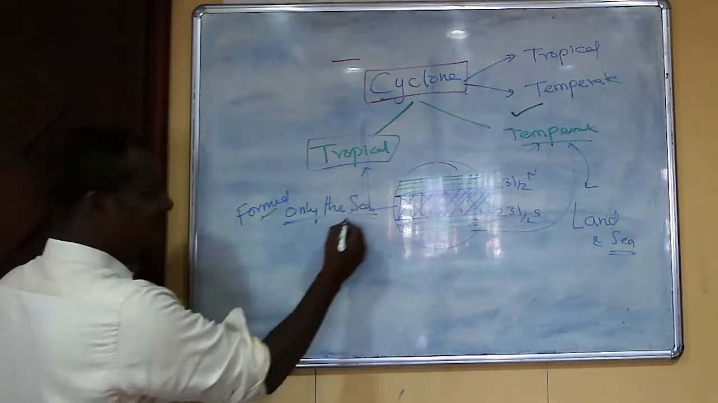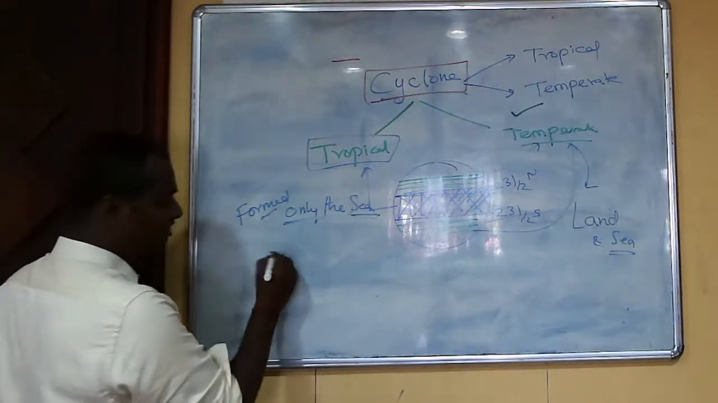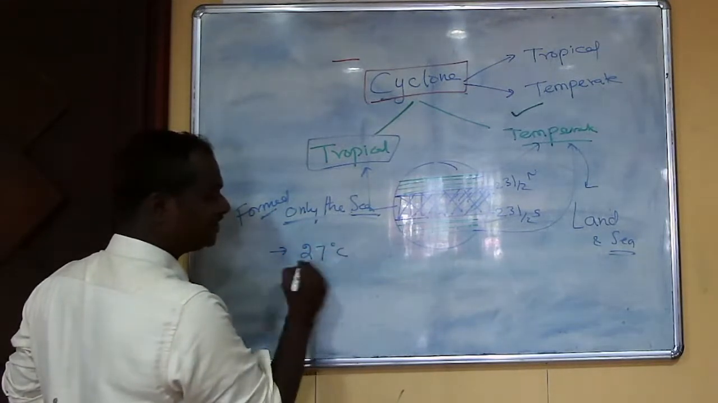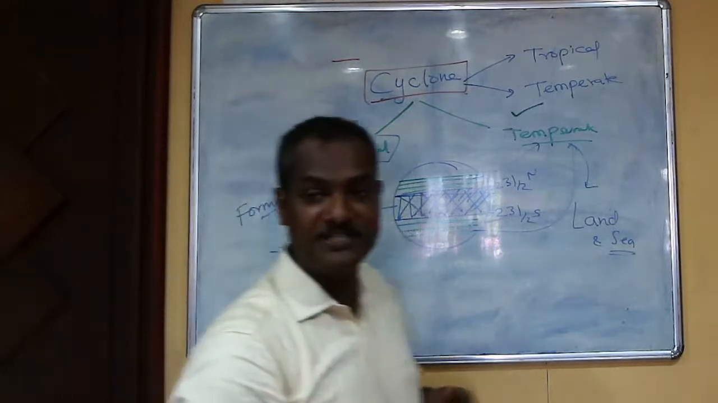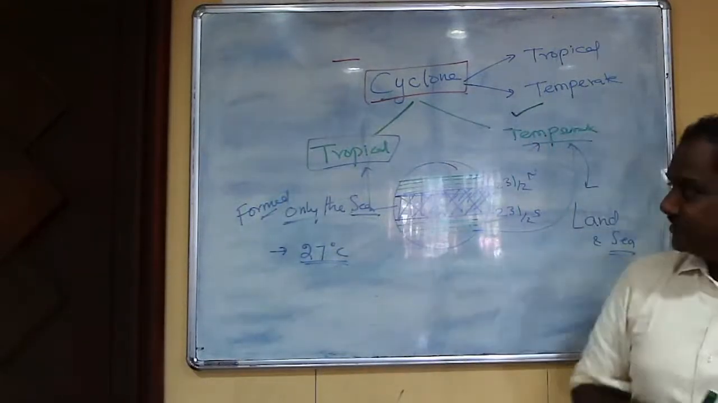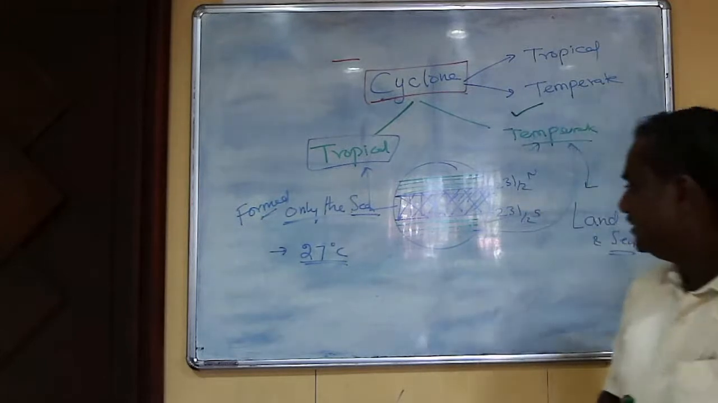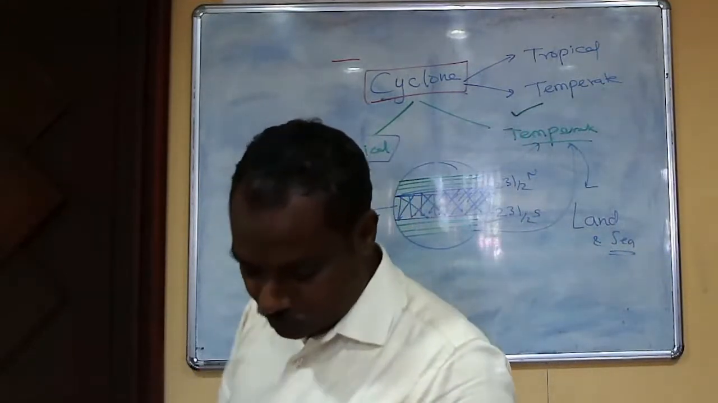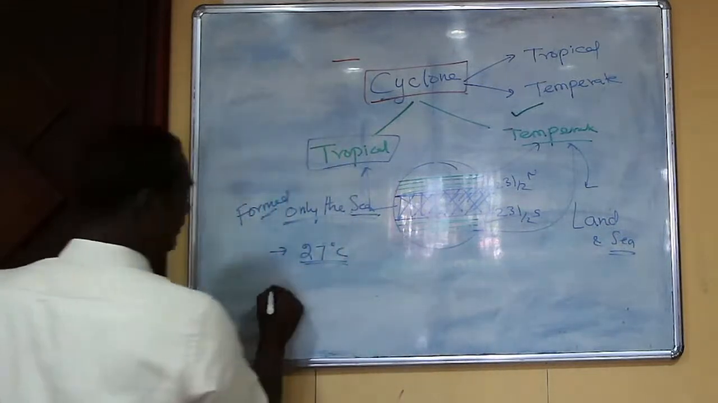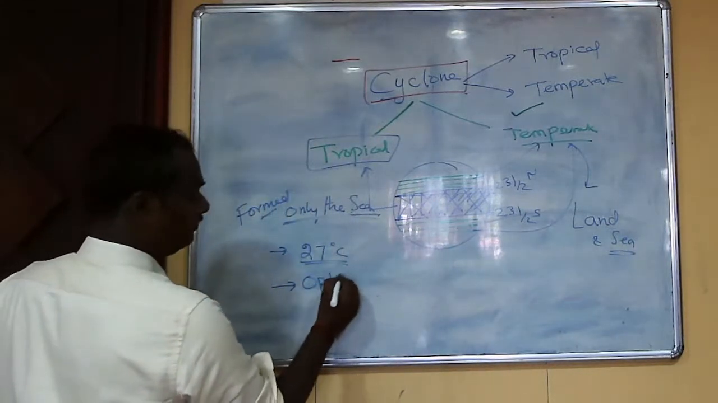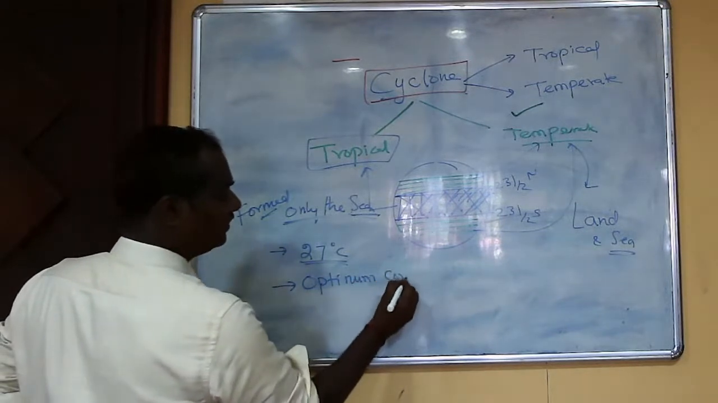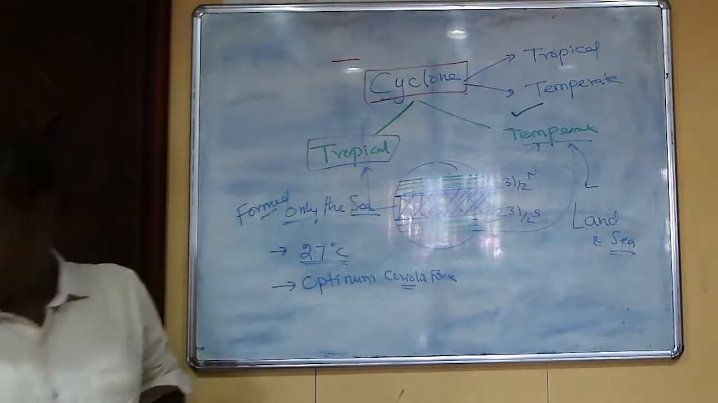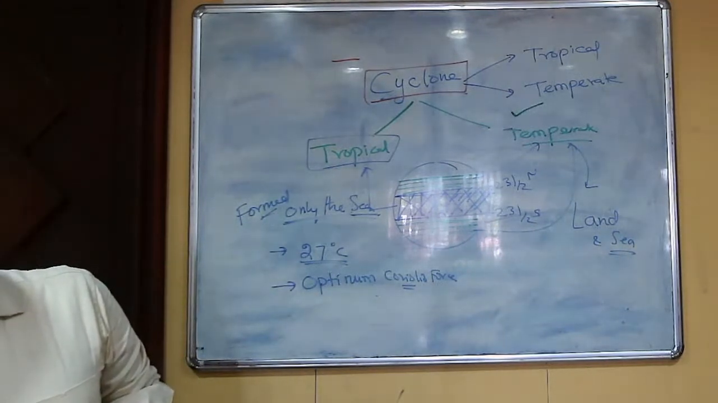So, what are the criteria? The first one is the sea surface temperature. The sea surface temperature should be a minimum of 27 degrees Celsius. And there should be an optimum Coriolis force.